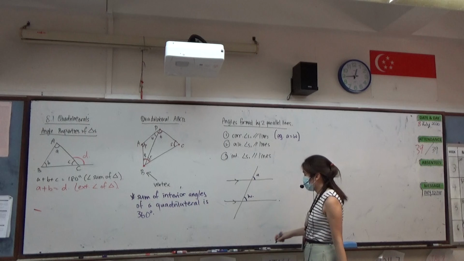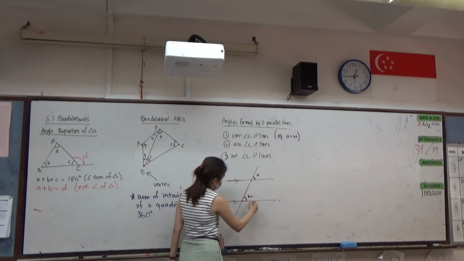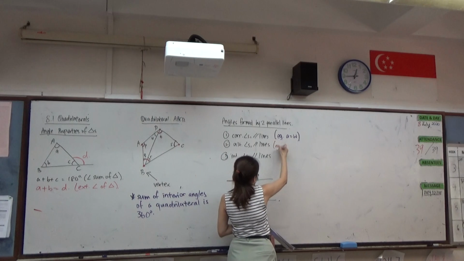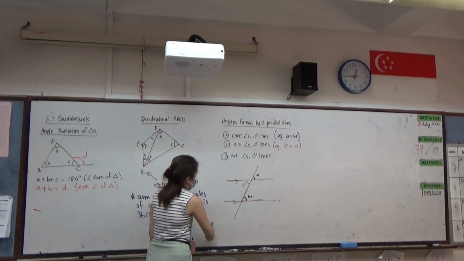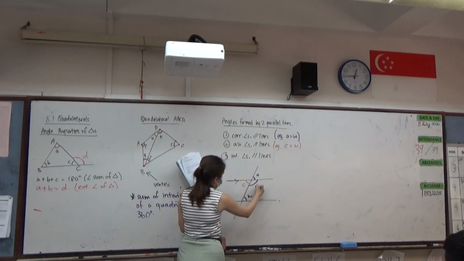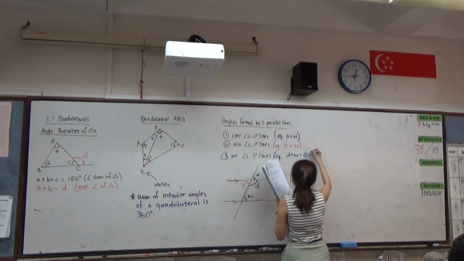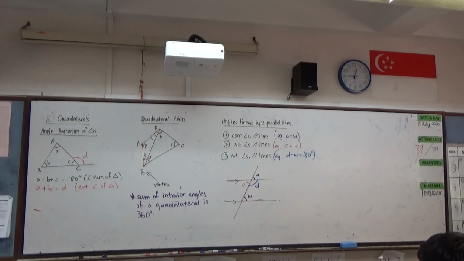For alternate angles, we are looking for a Z shape. It is in this manner. So in this case, if I have this angle C, C will be equal to W. And finally, for interior angles, see that this is angle D. D plus W will be 180 degrees. That is what interior angles refer to.